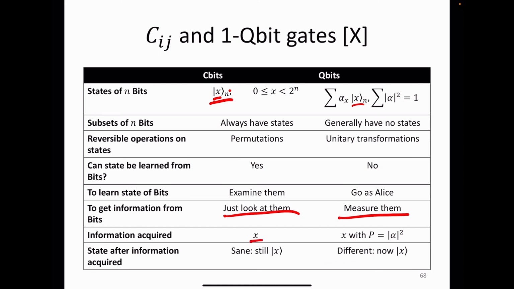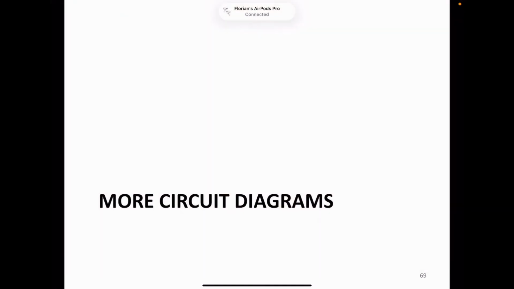And the information acquired, if we look at the classical state, is the classical state itself. And here we get the final state, the definite state, with a probability associated with that state. So this is the probability amplitude. And the state after information acquired, so after we look at the system, is still x as it was before, but for the quantum state, it's different. Now it is in the state x.